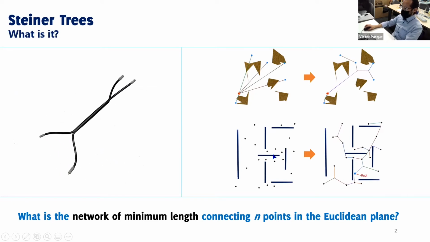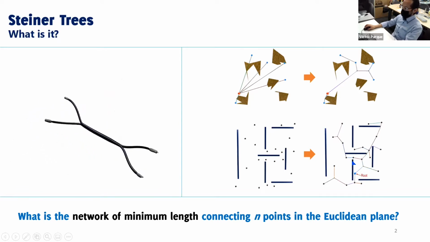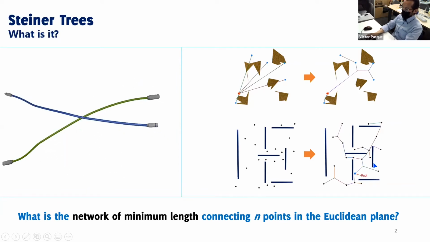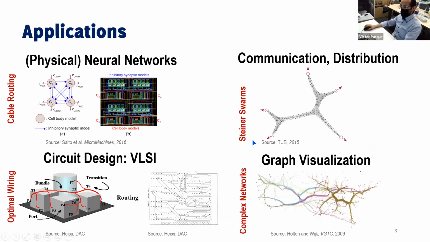In the below case, you are given endpoints arbitrarily on the plane, and the object is to compute the topology of the tree that tries to minimize the network connectivity. So basically, this problem appears in important applications, for example, in the design of physical neural networks, and also in the design of communication and distribution networks.